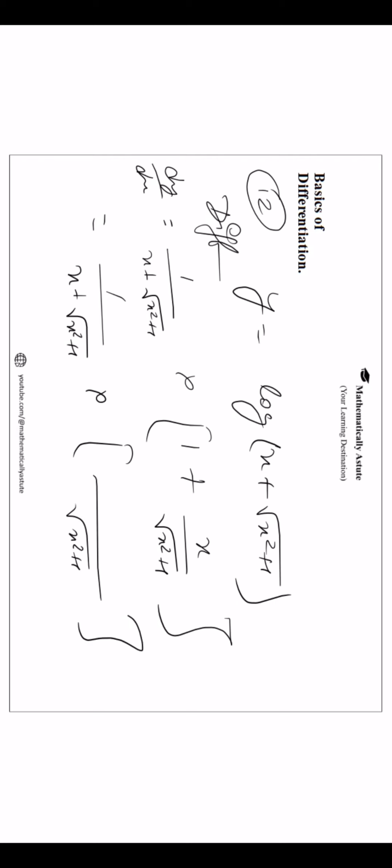Now again just simplifying this thing, x square plus 1 times the LCM would be x square plus 1, and here we'll be getting root x square plus 1 plus x. Now if we just cancel the denominator and numerator, we will be getting 1 by root x square plus 1. So this is our required answer.